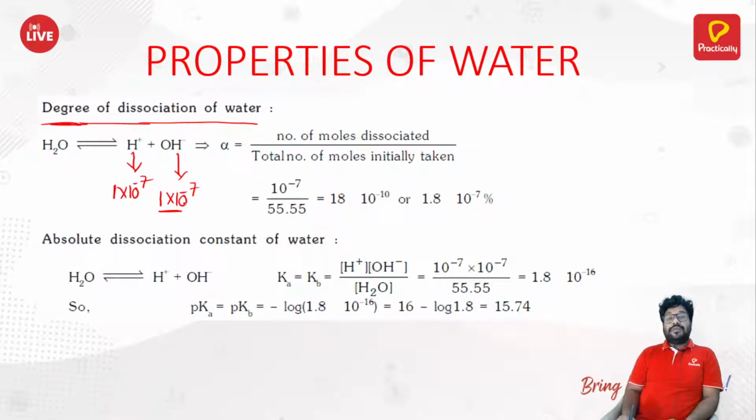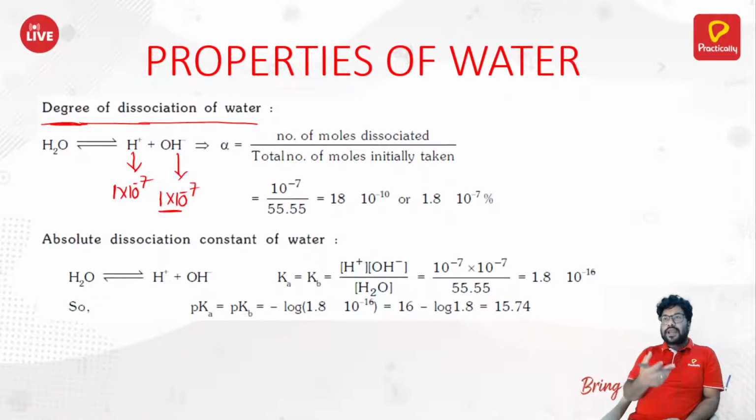So how many moles actually dissociated? If you want to find the alpha, or degree of dissociation, what is it? It's the number of moles dissociated divided by the total number of moles taken, isn't it?